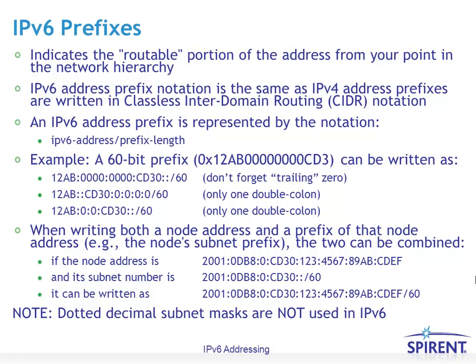So, IPv6 prefixes. Over the course of the history of the internet and IP addressing in general, a prefix was used to indicate the routable portion of the address from your point in the network hierarchy. As per CIDR, different points, like the core of the internet, will use shorter prefixes. Your organization will use prefixes plus subnets, and then there may even be host-specific routes. An IPv6 prefix is represented as an IPv6 address slash the length. That again came from the CIDR, or classless inter-domain routing, scheme.